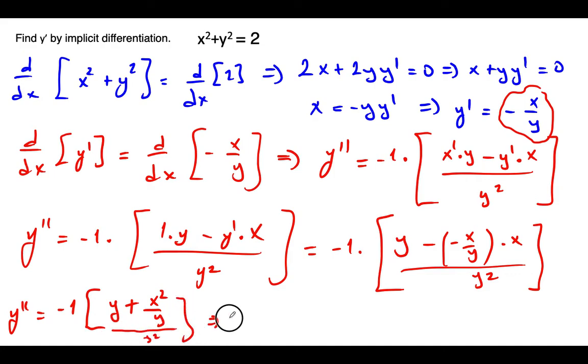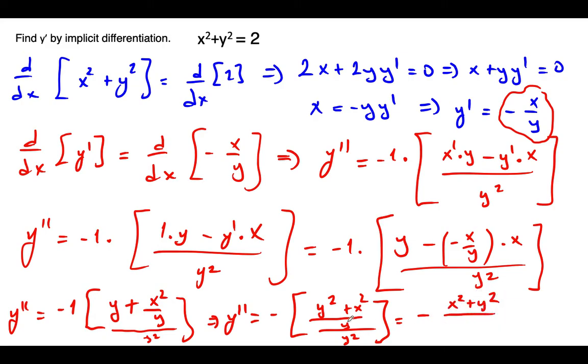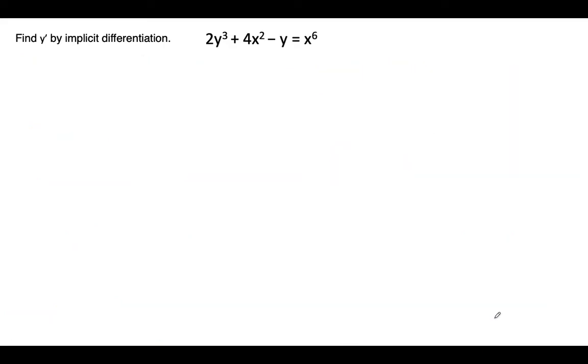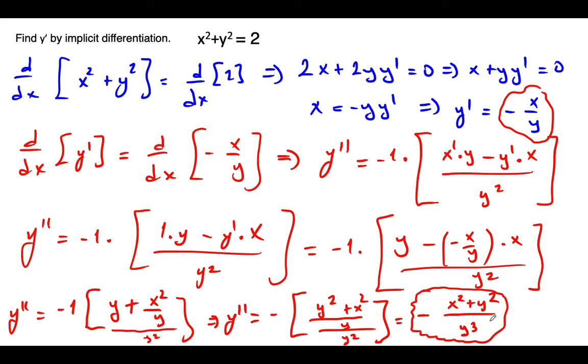So finally, y double prime is equal to negative. If I equalize the denominator, y squared plus x squared over y divided by y squared. So this is equal to negative x squared plus y squared divided by y cubed. So that's the final result. Okay, I think you have understood this. Negative x squared plus y squared divided by y cubed. This is the second derivative.